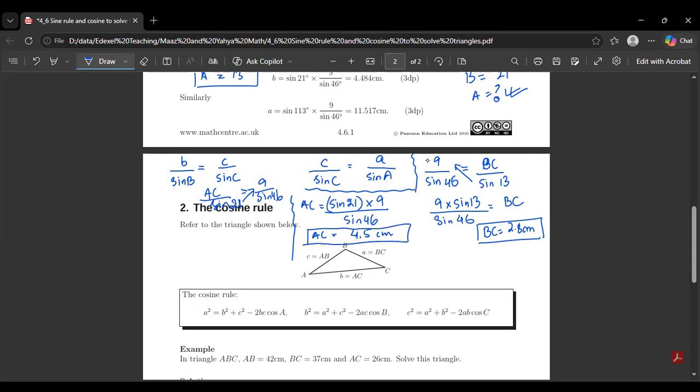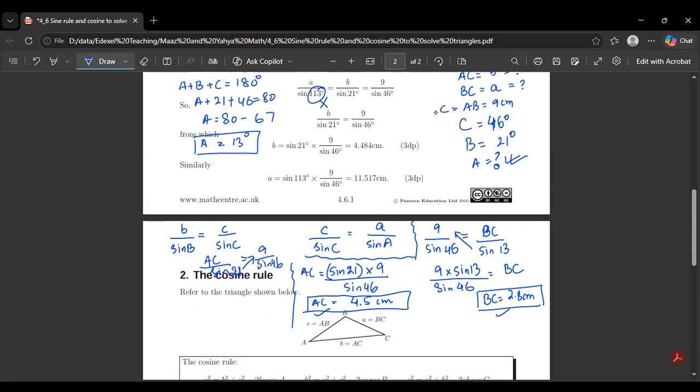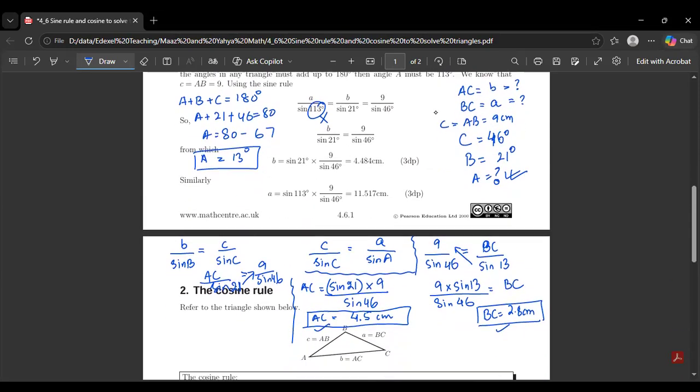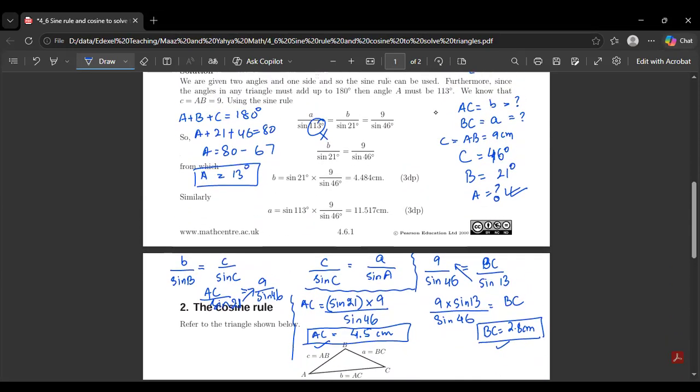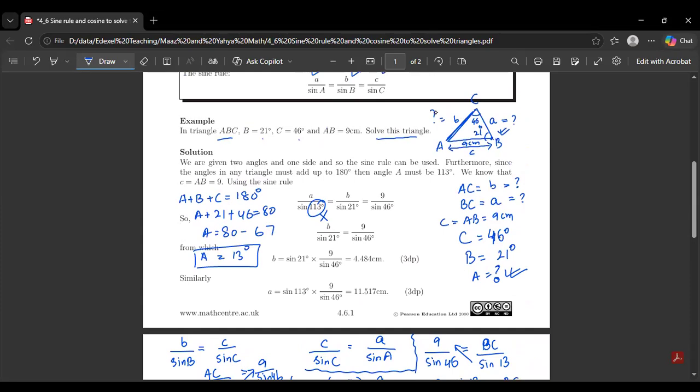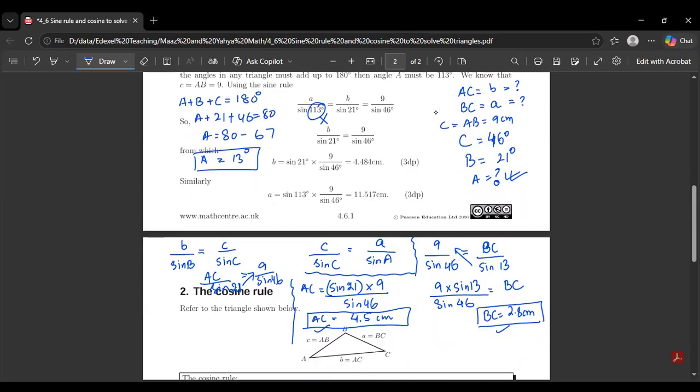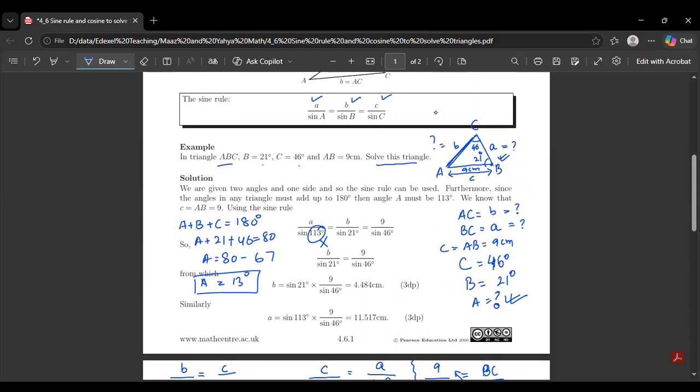Right? Now this side is found, this side is found, and one angle we have already found. So altogether, if you summarize, we now have all the values of the triangle, right? This is the actual meaning of solve the triangle.